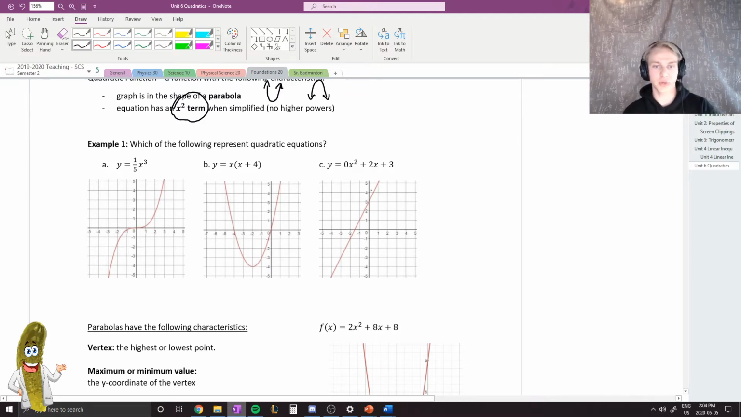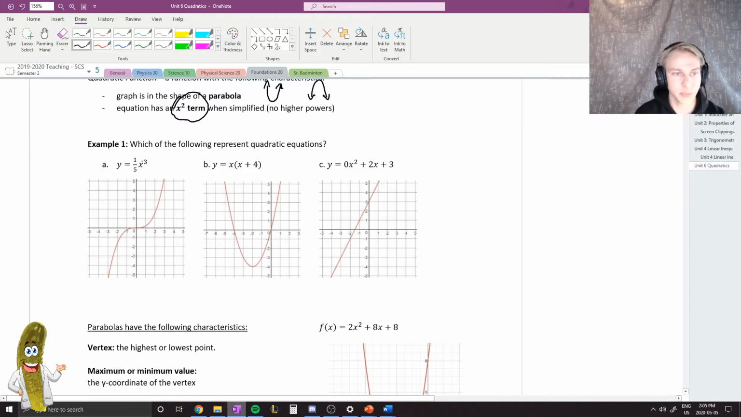So we are given 3 different little graphs here, and the question in example 1 is, which of the following represents quadratic equations? And we said that it needs to either look like a smiley face or a frowny face. It needs to look like one of those two. And the second thing we said is it must have an x squared term when simplified, no higher powers.